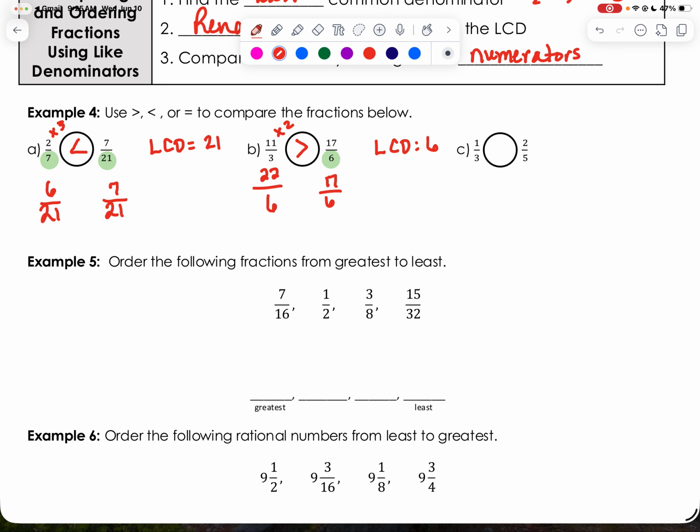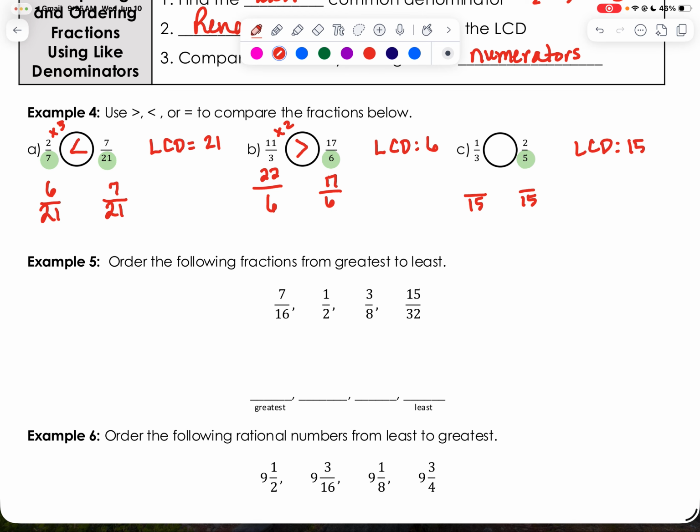All right. In our part C, we're comparing 1/3 to 2/5. So I look at my largest denominator, which is 5, and I ask myself, will 3 go into 5 evenly? And the answer is no. So if they won't go into the other one evenly, then I just multiply them together. 3 times 5 gives me 15. So I'm going to use 15 as my common denominator.